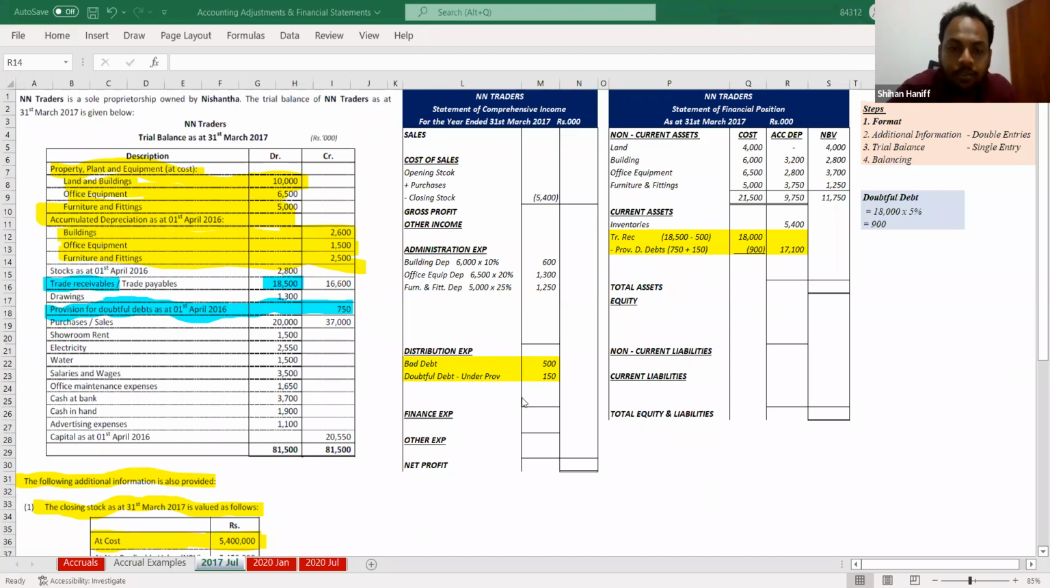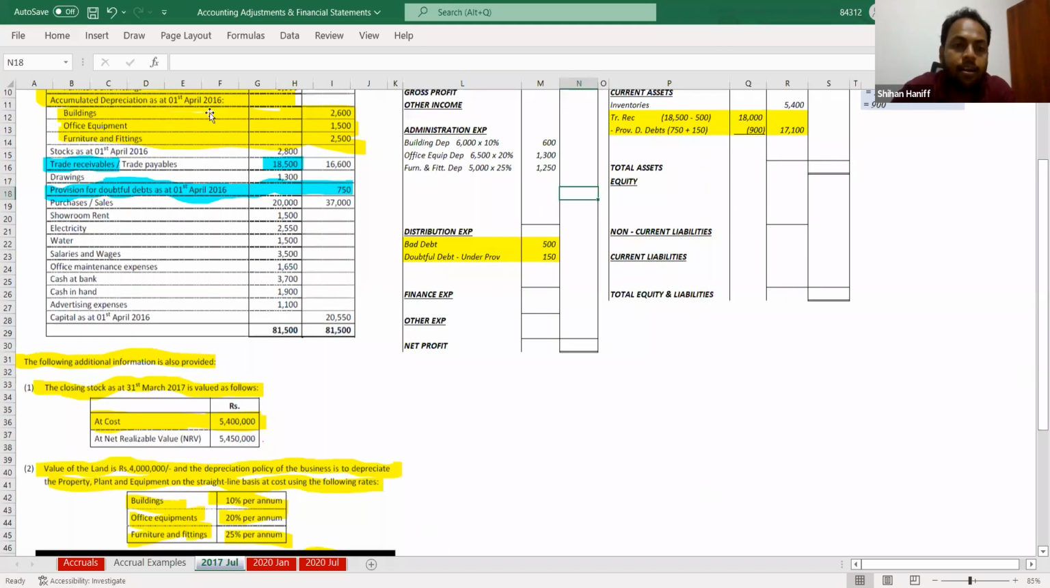To take any question, you have this doubtful debt adjustment, bad debt and doubtful debt. Let me know how to record it in the ledger account, and directly we can do this in the financial statement. So no need to prepare the ledger accounts for this. You can directly do it here.